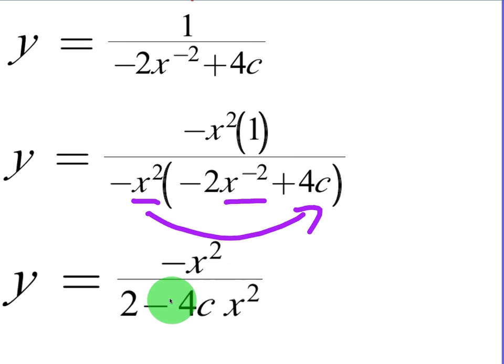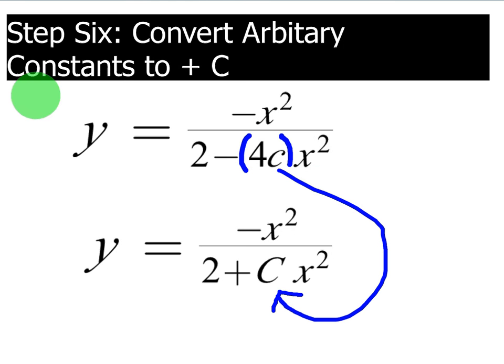So now I've gotten y by itself, and there's one more step. As we talked about earlier, this is just an arbitrary constant. Minus 4c is the same as a constant number, right? Just suppose that I plugged in 2 here, I'd get negative 8, which is still a constant. So just change this to just plus c. Okay? And that's exactly what we're going to do.